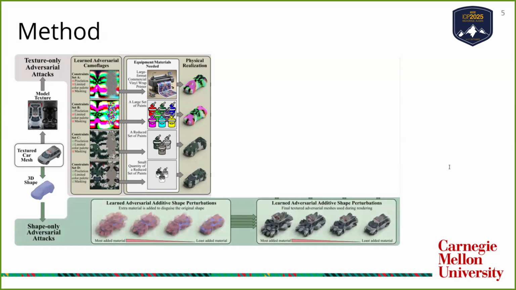Shape-only attacks perturb the vehicle mesh geometry at varying magnitudes. All deformations are outward-facing, meaning the geometry only expands from the original surface. This reflects a practical limitation. Attaching objects to vehicles is feasible, but removing parts is unsafe and impractical.